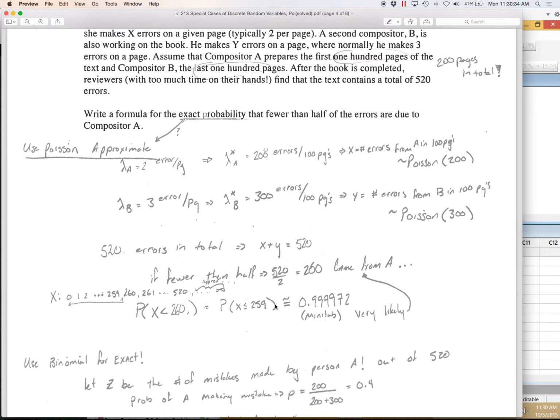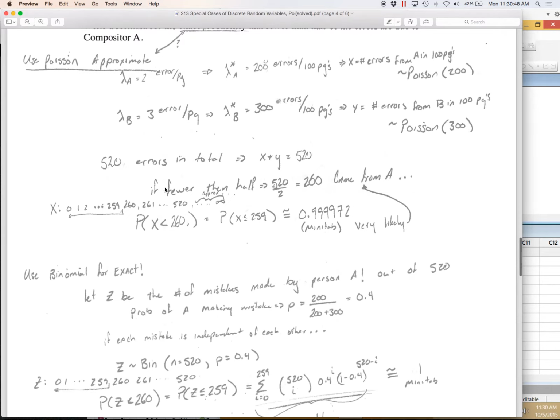If we wanted to find the exact probability, again, Poisson's a good approximation, but the issue here is that Poisson truly does go off to infinity, whereas really we have a known number of errors. When we have a known number of repetitions, this is actually the binomial distribution. So let's rewrite things. Let Z be the number of mistakes made by person A, out of the 520 errors, and we know the probability of A making a mistake, well, typically they make 200 out of 100 pages.